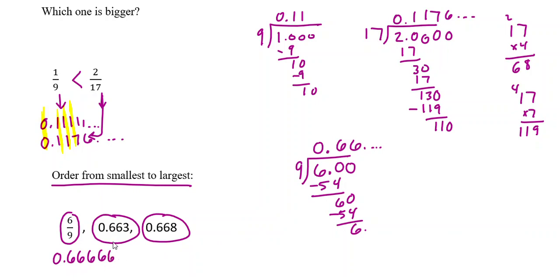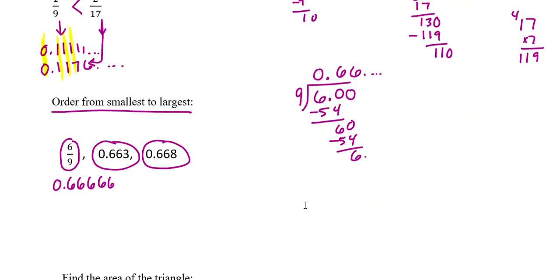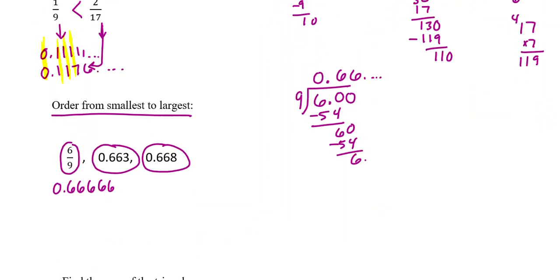Now, let's line these up. I'll give myself a little bit of room here. So the first number is 0.666 repeating, it goes on forever. The second number is 0.663, stop. And the third number is 0.668. And once again, can we compare these?